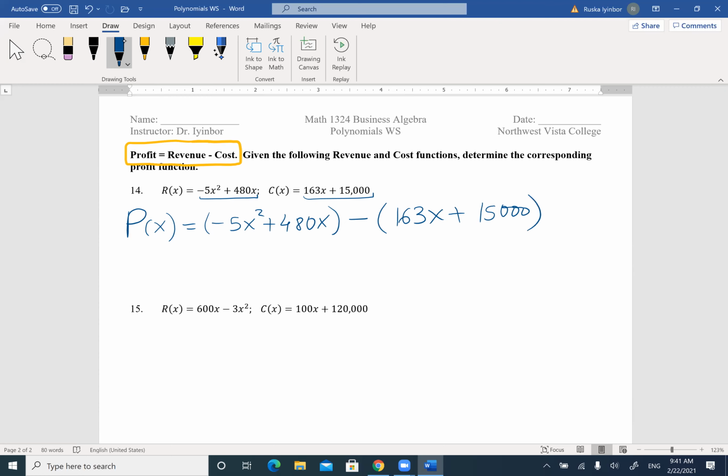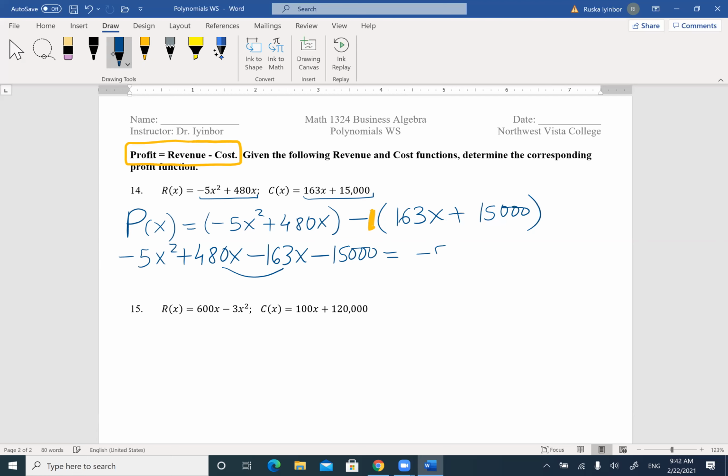And then you have polynomial minus polynomial. You're going to take off the parentheses. Be careful with this negative one in front. It's going to change the signs. So you're going to have negative 5x squared plus 480x, I'm just going to copy that, minus 163x, and it's going to be minus 15,000. Careful with this. Minus 15,000 is a common mistake. And then we're going to just combine those two.